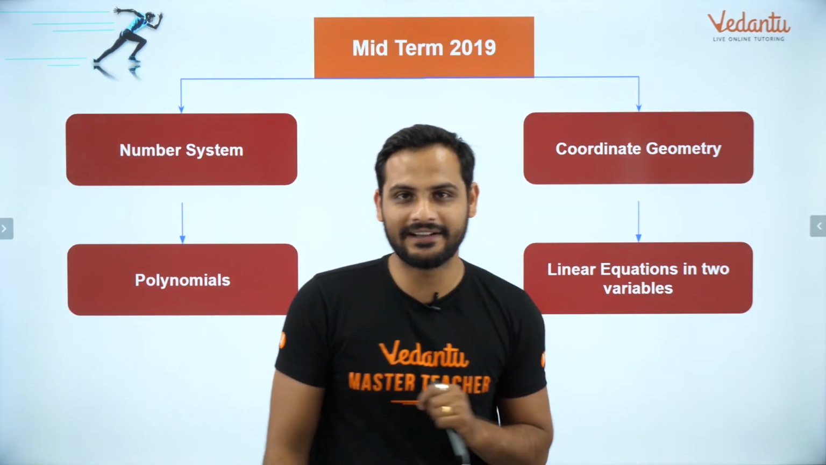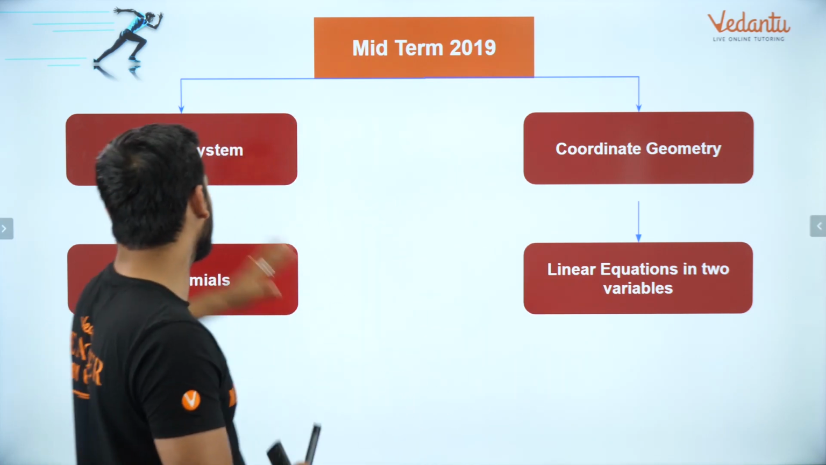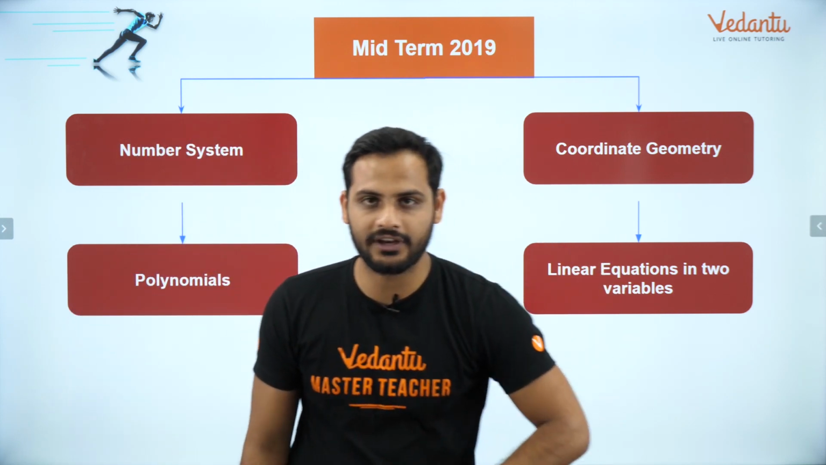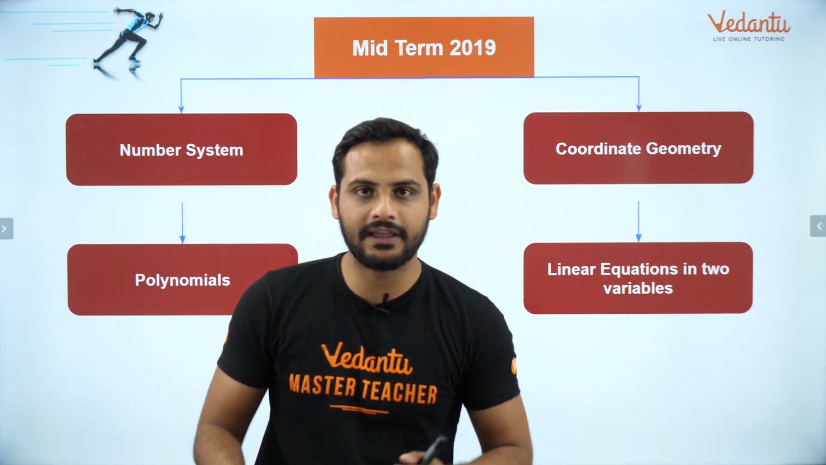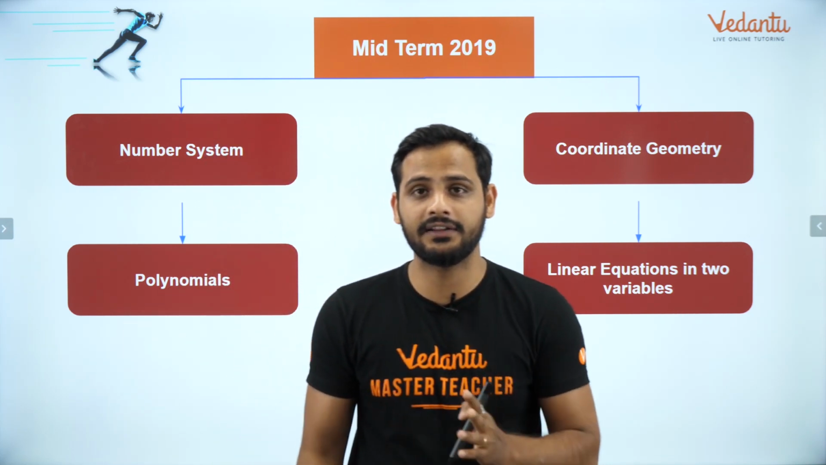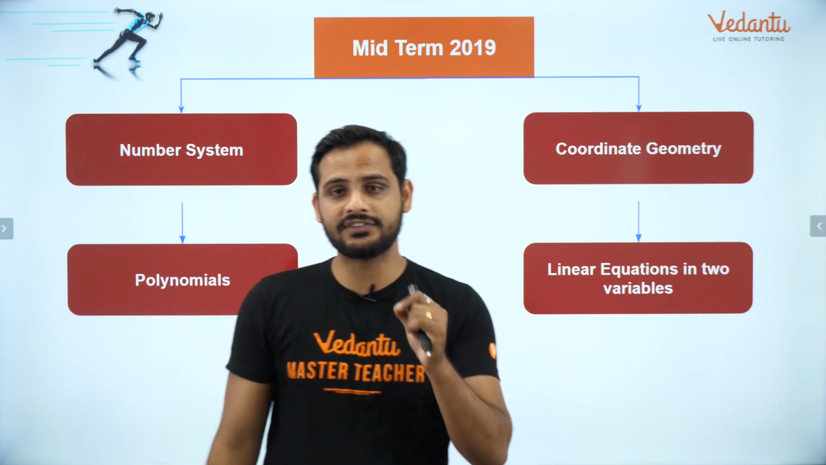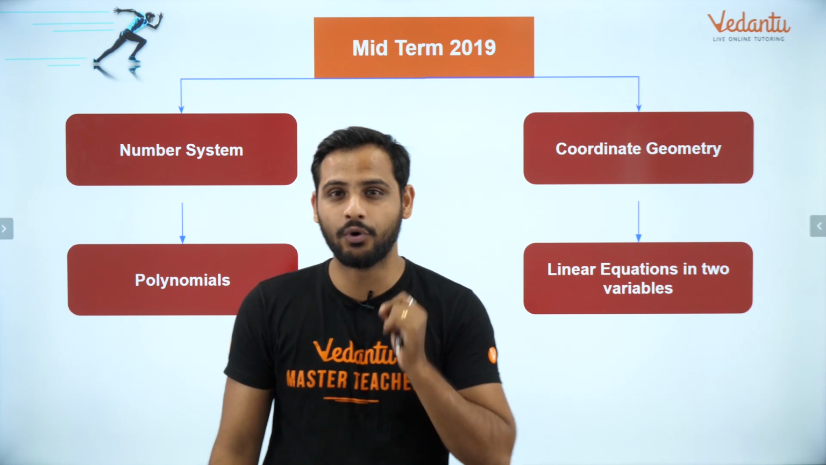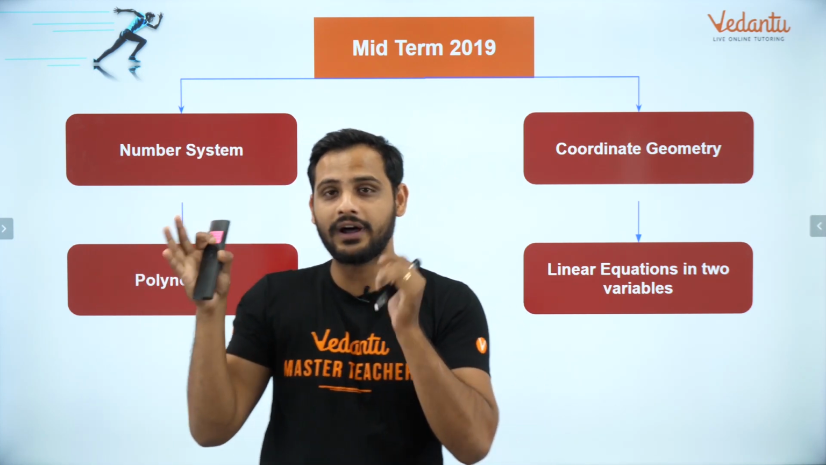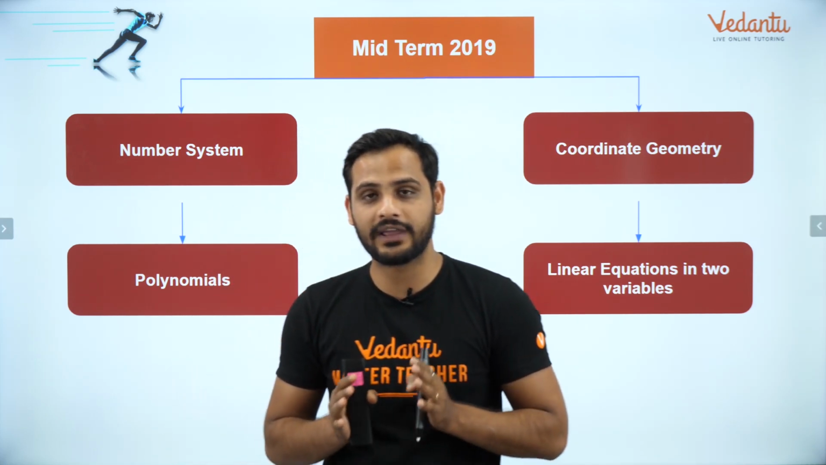The schedule of your midterm includes 4 chapters in this sprint series: number system, coordinate geometry, polynomials and linear equations in 2 variables. We will cover all these topics in the coming weeks. Every week you will have 2 mathematics sessions, on Monday and Wednesday. In each session I will give you some homework. You have to comment your answer in that video, and in the next video I will tell who gave the correct answer.